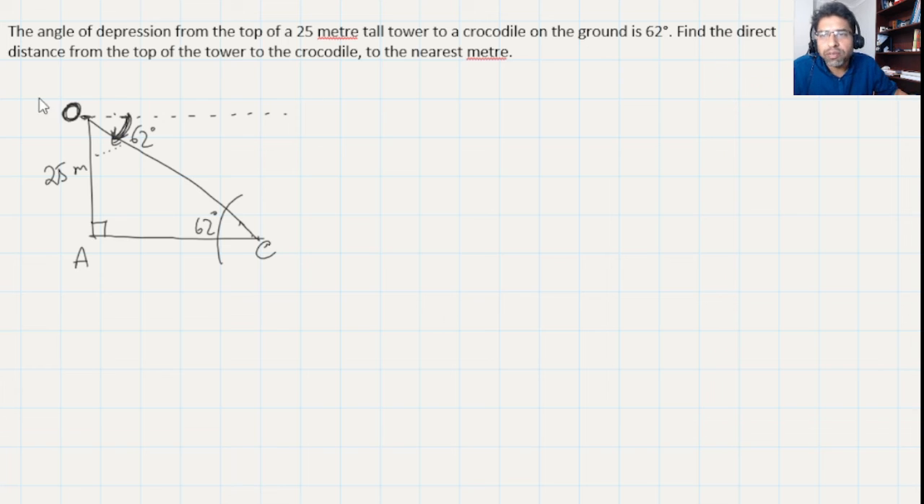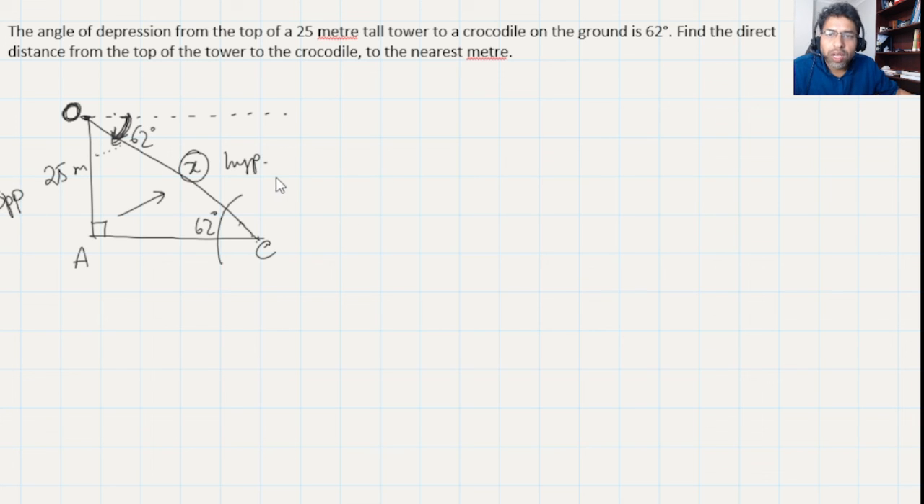It's asking to find the direct distance from the top of the tower to the crocodile. So the direct distance from the top of the tower to the crocodile, it's asking for this distance x. So OC basically is what is asked for. Okay, so now we are using just 62, not 28. So 62 degrees and 25, and we need to find out x. So x is our, sorry, x is our hypotenuse, because it's opposite the 90 degrees, and 25 is our opposite of 62 degrees. So the opposite is there, and then the hypotenuse is there.